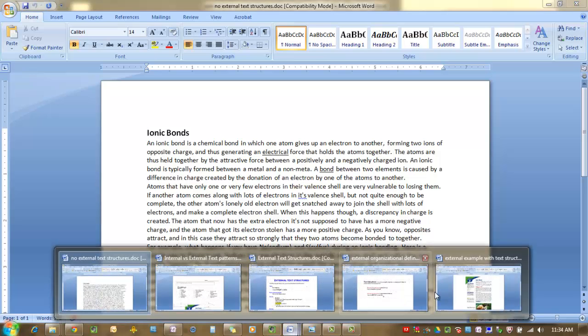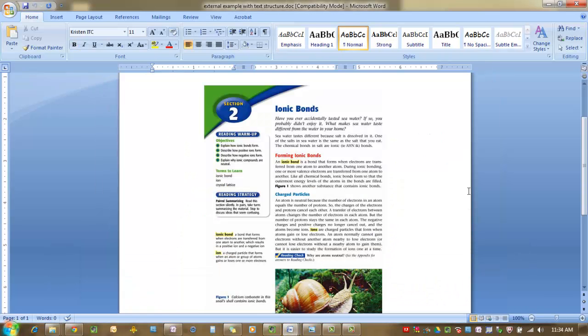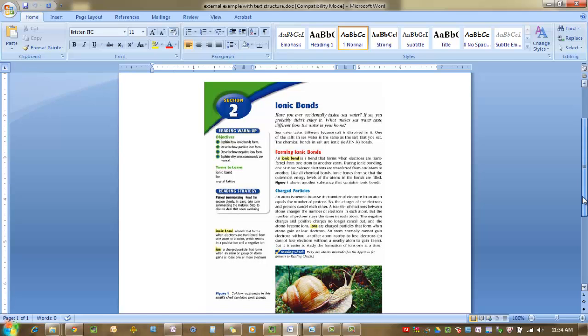Well, if you're anything like me, I think you'd want to read this one. It just looks easier to read. And the things that make it look easier are the external text structures.